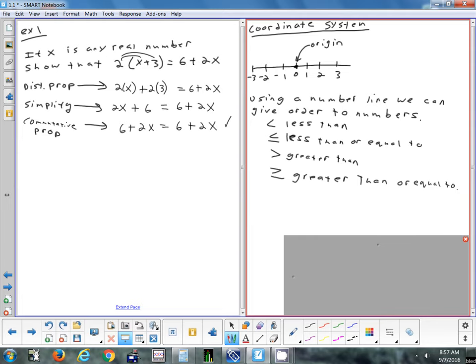Does anybody know what you call these 4 symbols? Begins with an I. They're not equality symbols. That's just the equal sign. Yep. Inequality. Yeah, these are your 4 inequality symbols.